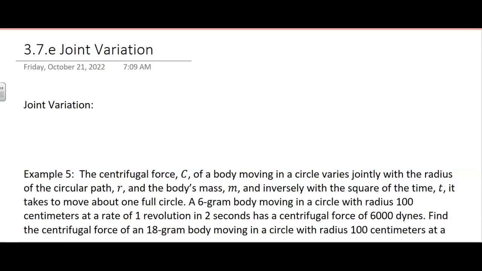Okay, so in joint variation, you can have several different variables. Some of them might vary directly, some might vary inversely. You can have a combination of different types of things. You're going to see the word "and" a lot. And if it's inversely, they have to mention that it's inversely proportional to.